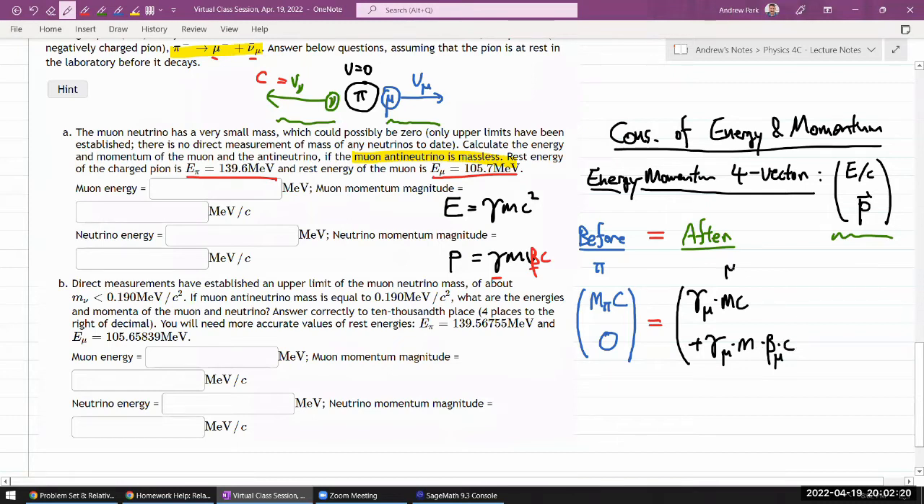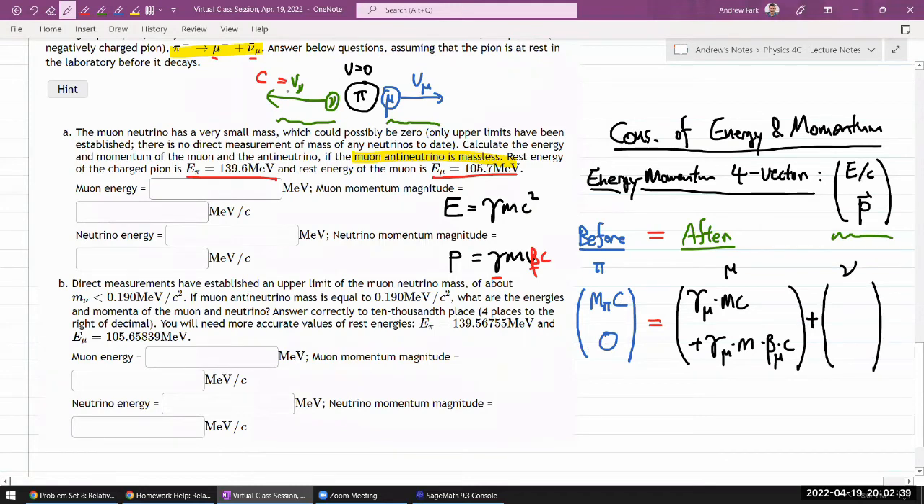So this is for the muon. This is the muon traveling in the positive x direction with that amount of energy, that amount of momentum. That added to the energy-momentum vector for the neutrino should add up to the left-hand side.